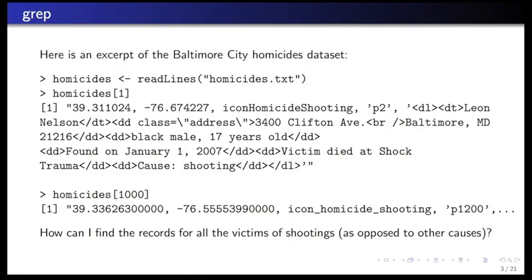You get the cause here. The cause is here, so this is a shooting. Where the person dies, so this person died at Shock Trauma, University of Maryland. This is the date here. A little descriptive information about the person here. And then, of course, the person's name here. And then this is just another entry here.